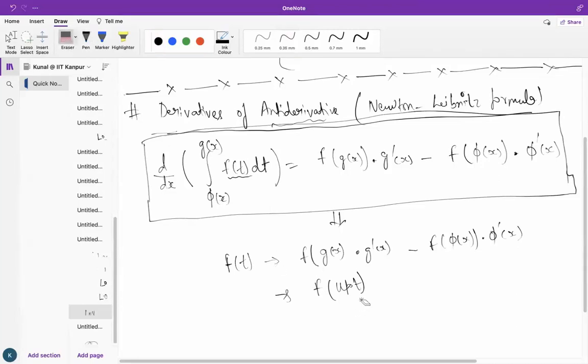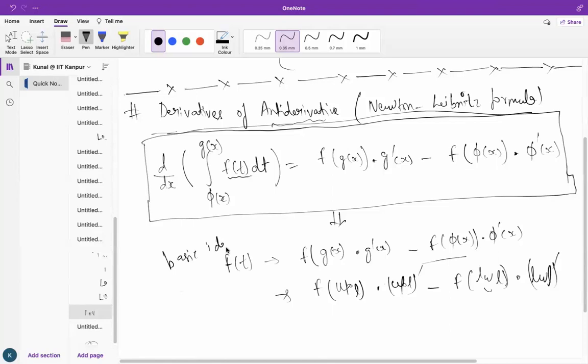Let me write it here. This is UPL, and then we have to differentiate the upper limit, and then we have a minus sign, and then we substitute the lower limit, LWL. I hope you can connect with this abbreviation, whatever it is. LWL is the lower limit, and then we differentiate the lower limit. This is our basic idea, right? This is the basic idea of what I'm doing here.